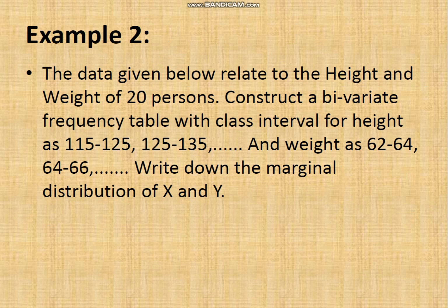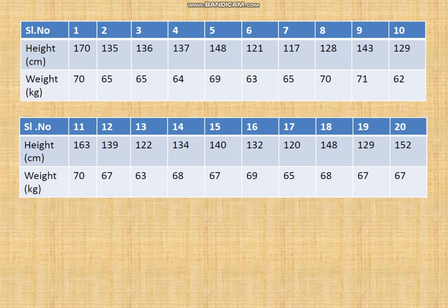Next, another example. The data given below relates to the height and weight of 20 persons. Construct a bivariate frequency table with class interval for height 115, 125 to 135 and the weight as 62, 64, 64 to 66, and write down the marginal distribution of x and y. So let us look at the data here. So this is the data.